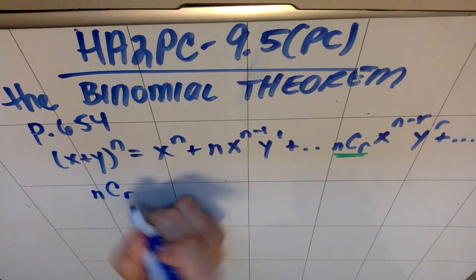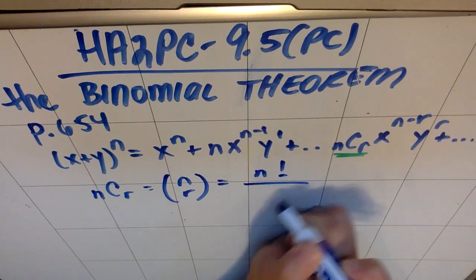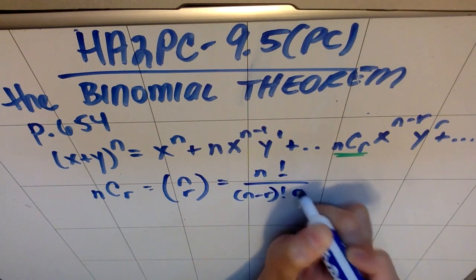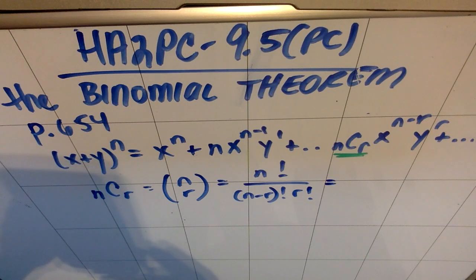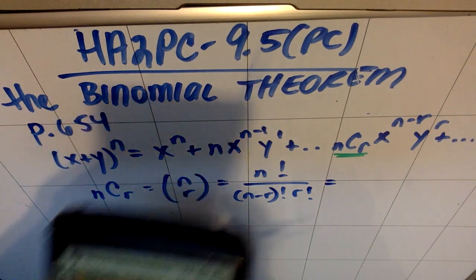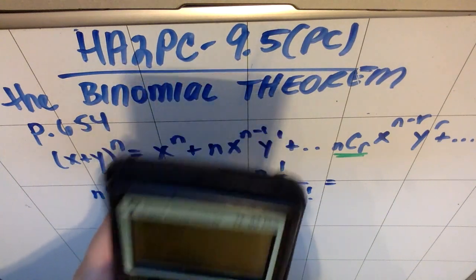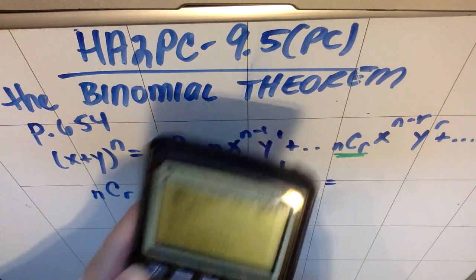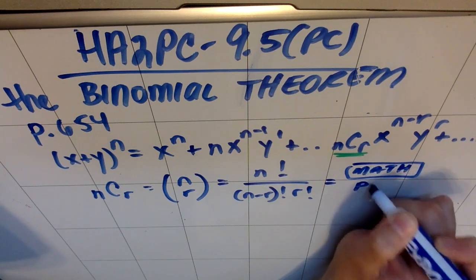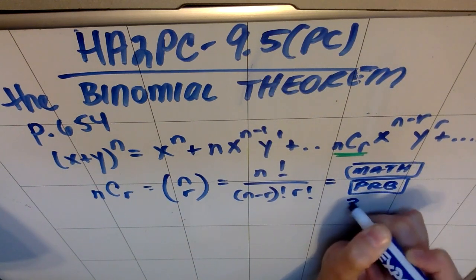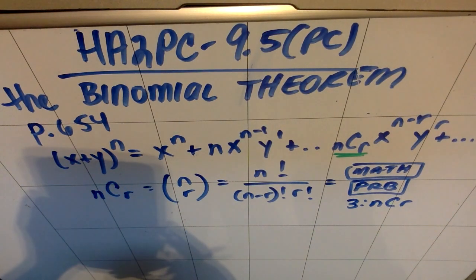So nCr, which we know is the same as this notation with an n over an r in parentheses, and we know it means n factorial over n minus r factorial times r factorial. But in our calculator, the way we get there is you press the math screen, and you go over to probability, and you'll see that the third one down is nCr. So the way that you put this in your calculator is that you have to put the number first.